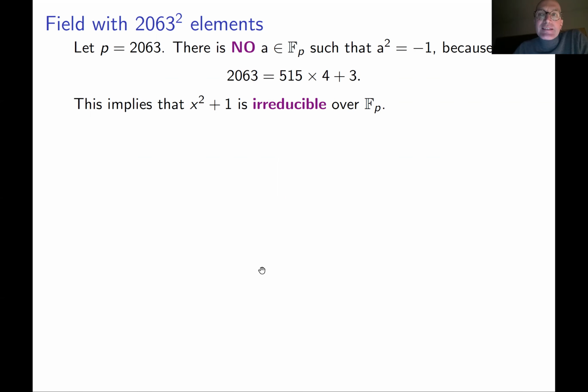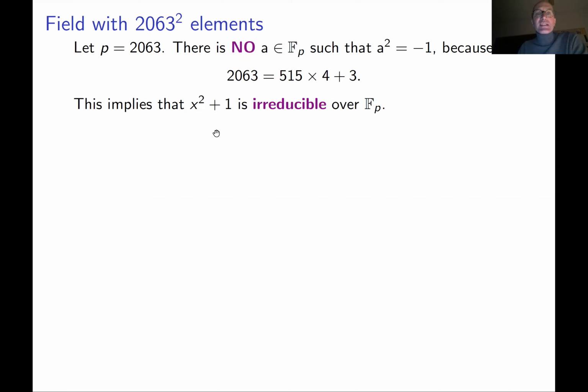Of course, there's a deeper reason why this is happening. We cannot explain it now, but you will learn it in the Introduction to Number Theory course in year 3, if you're going to take it. It's not a compulsory course. The reason is that if you divide 2063 by 4, the remainder is 3. And one result in number theory tells you that if you have a prime like this, then the equation a squared equals minus 1 in this field doesn't have a solution. There's no element in this field whose square is minus 1.